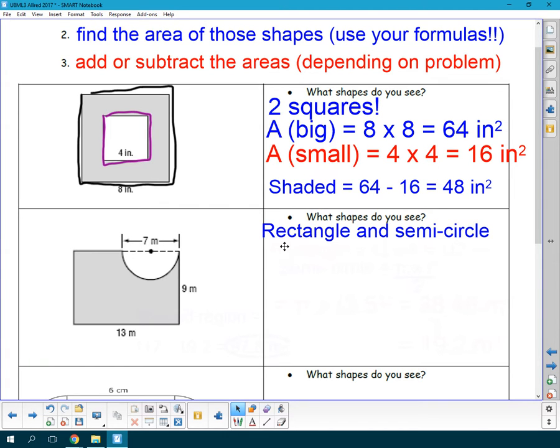If I want to find the area of that rectangle, I'm going to do 13 times 9. I'm going to do length times width, base times height. I get 117 meters squared. When I do 13 times 9, I get 117 meters squared.